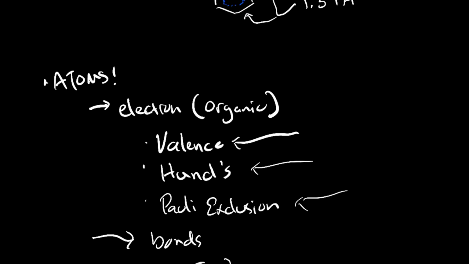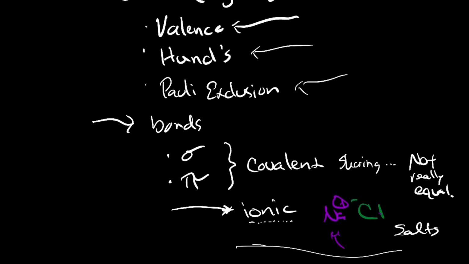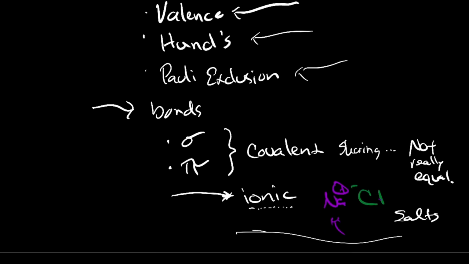All right, now bonding. We talked about sigma bonds and pi bonds and how those are two different kinds of covalent bonds. In those, we have a sharing of electrons, albeit sometimes not really equal. In fact, they can be extremely unequal, but they're still shared. That's distinct from ionic bonds, which essentially are made of salts. There's no sharing. They are attracted by the fact that one is positively charged and one is negatively charged, a la a magnet, if you will.